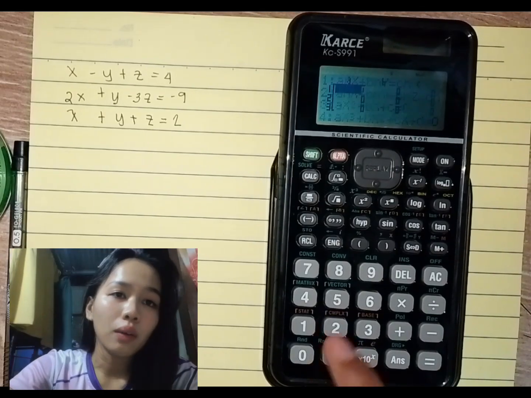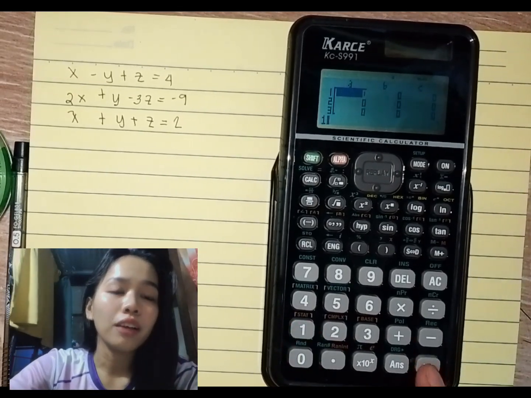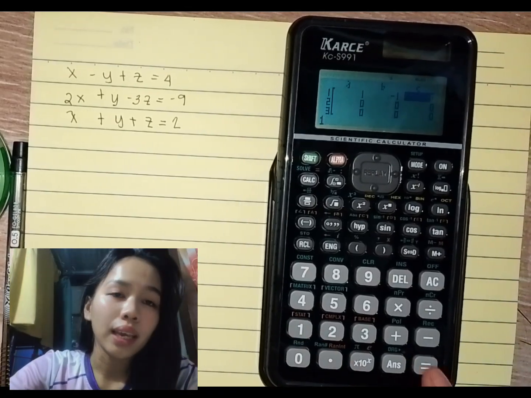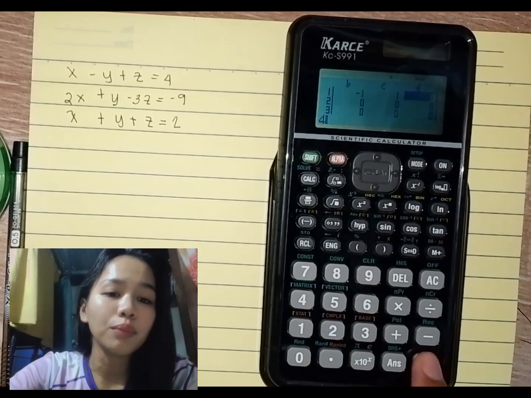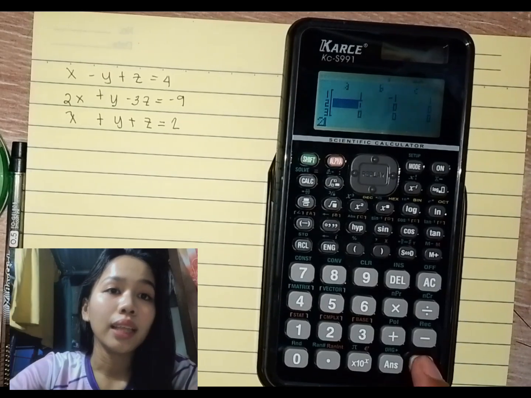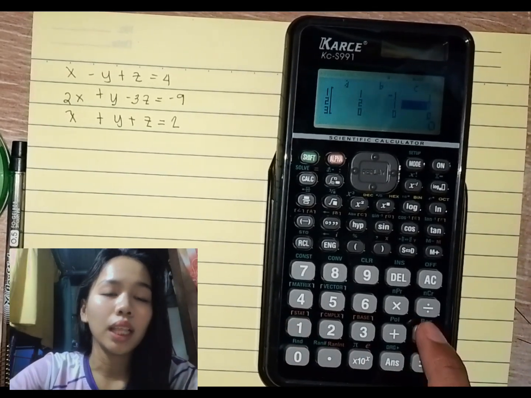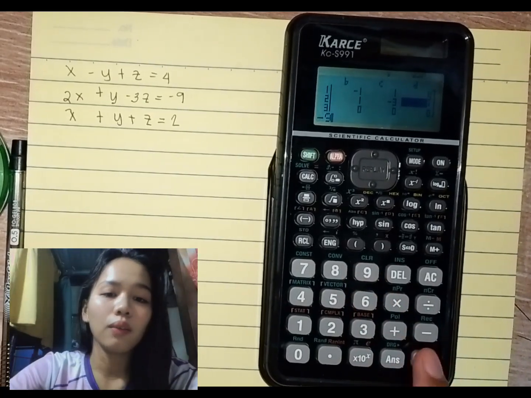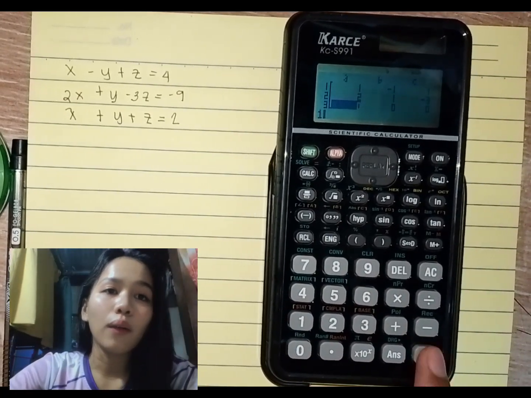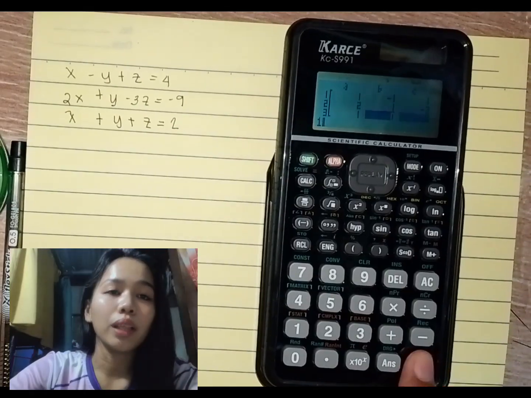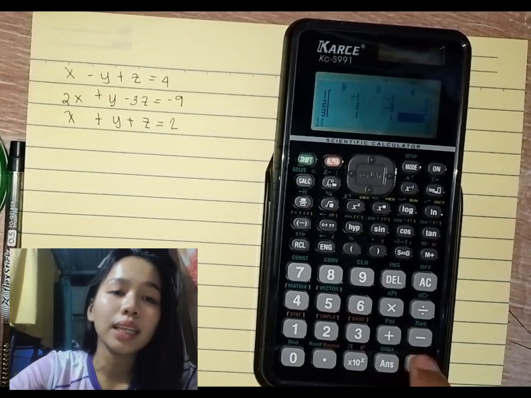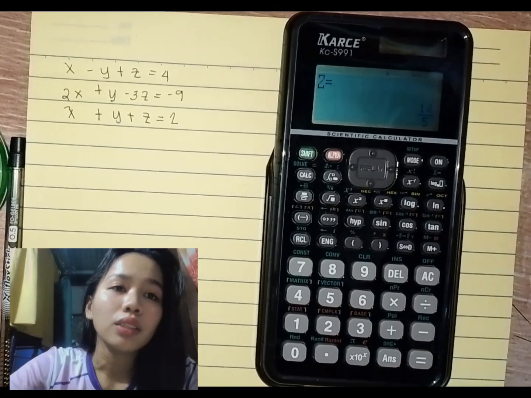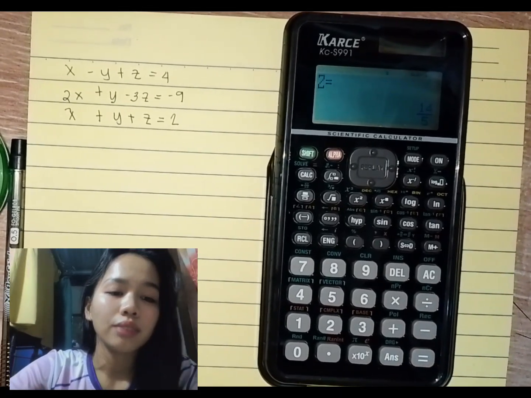We enter the coefficients again: 1, -1, 1, 4, then 2, 1, -3, -9, and so on. So again, we need to press the scientific calculator's equal sign twice to show us the final solution of x, y, z.